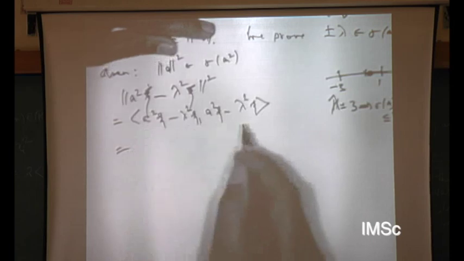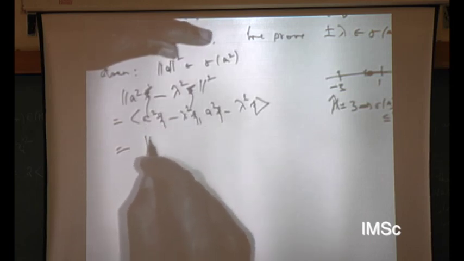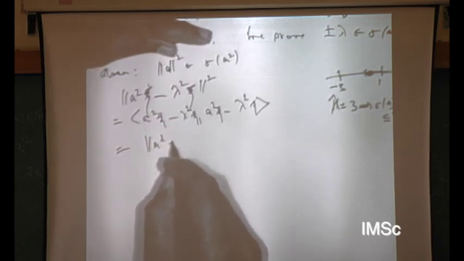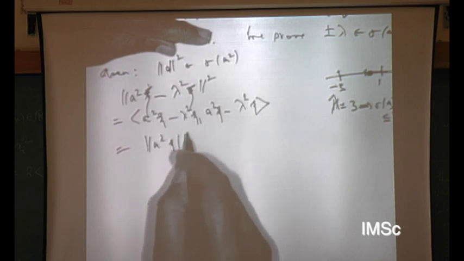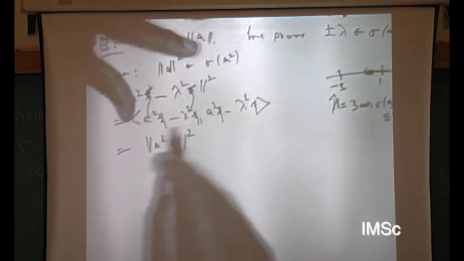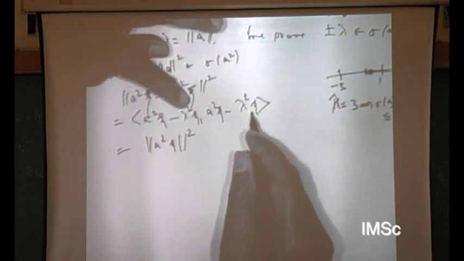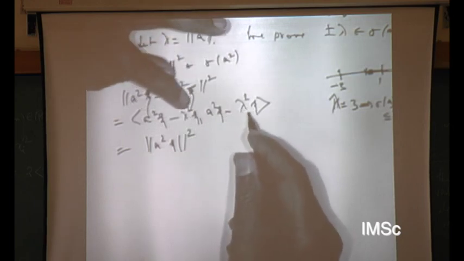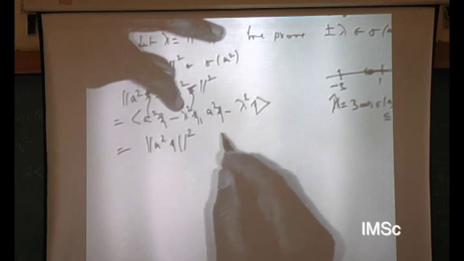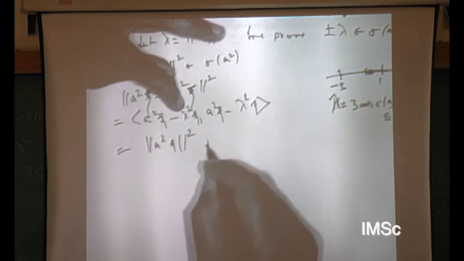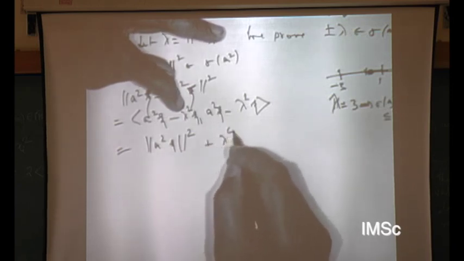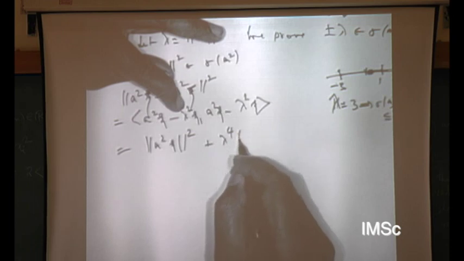Okay, now expand, so you'll get norm A squared J squared, and the other term will give you plus lambda to the 4 norm J squared.